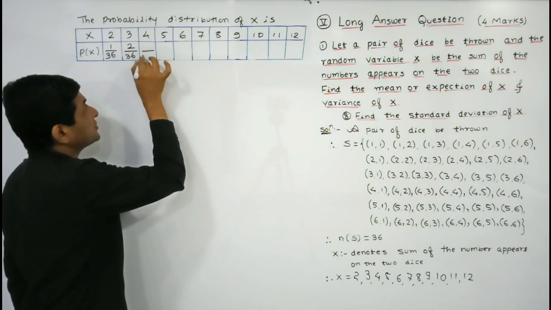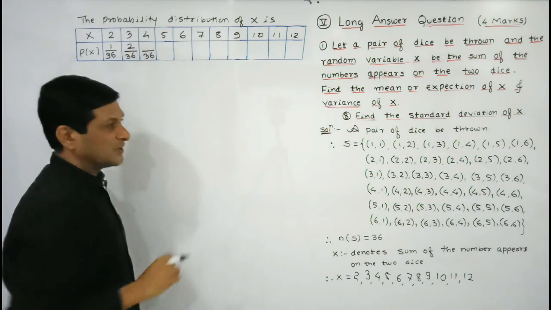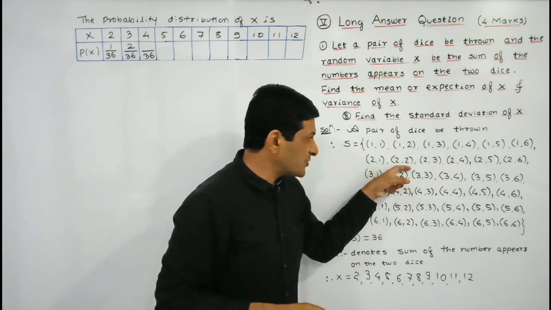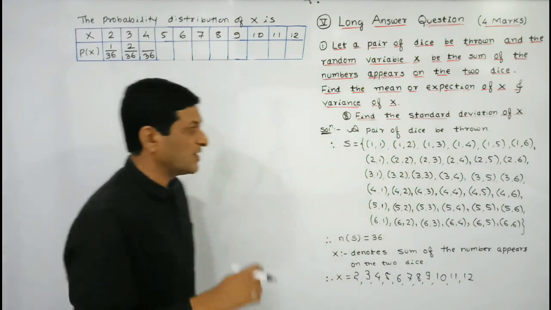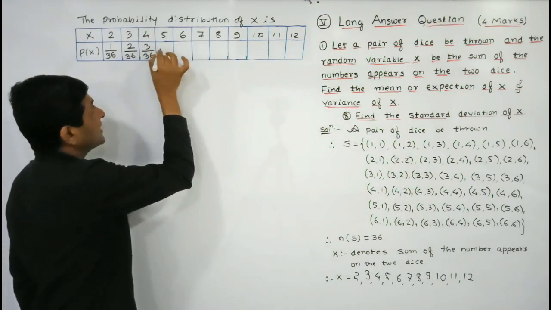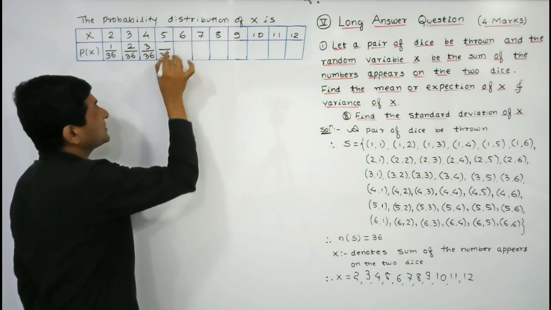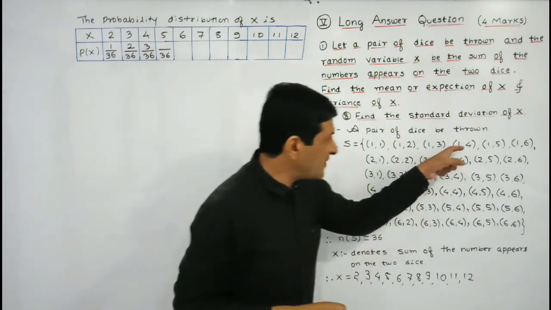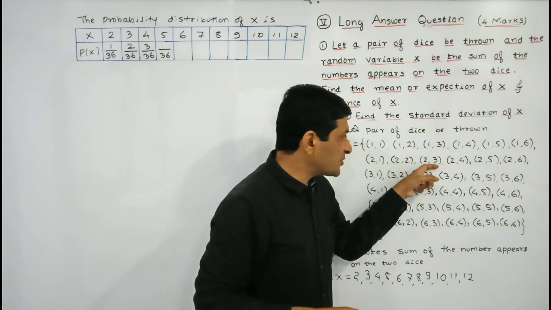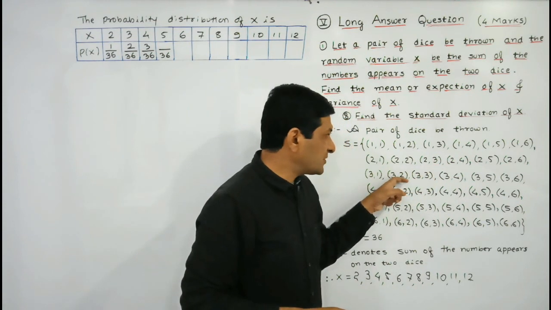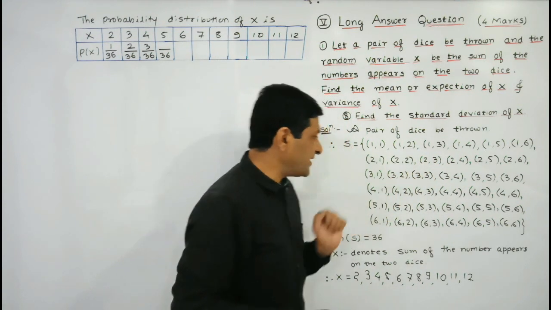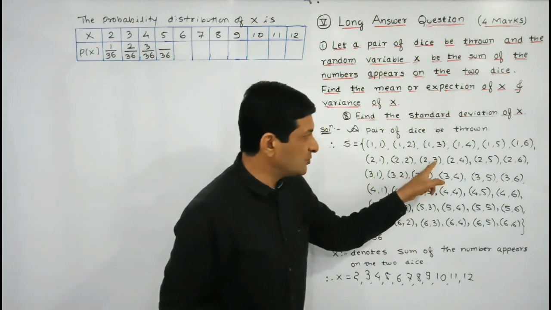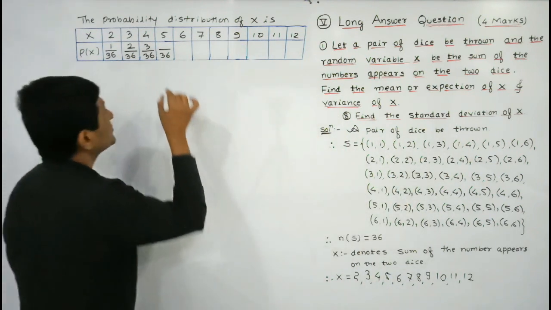Now find such elements where the sum is equal to 4. So 1 plus 3 is 4, 2 plus 2 is 4 and 3 plus 1 is 4. That means we are getting 3 elements. Again find such elements where the sum is equal to 5. Here 1 plus 4 is 5, 3 plus 2 is also 5, 2 plus 3 is 5 and 4 plus 1 is 5. That means 1, 2, 3, 4. In total 4 elements we are getting here.